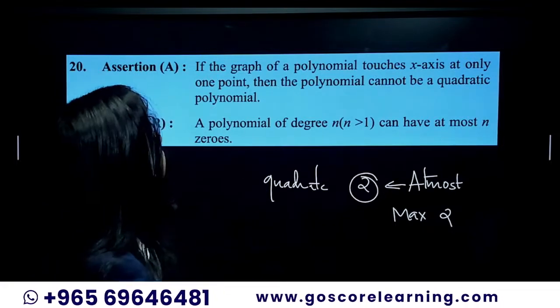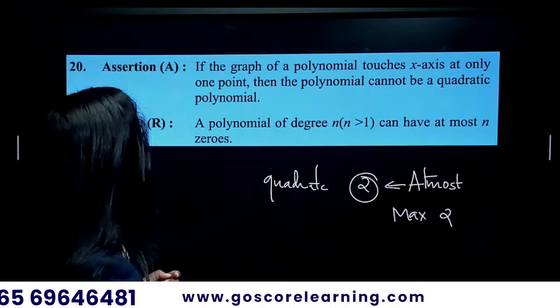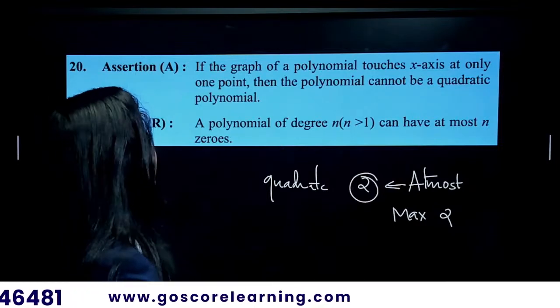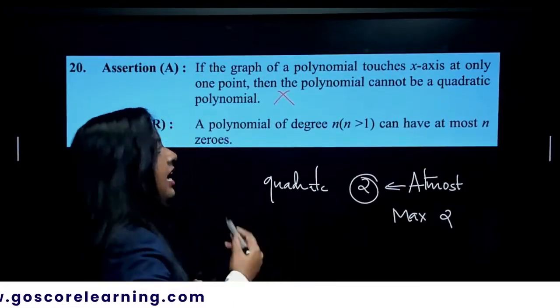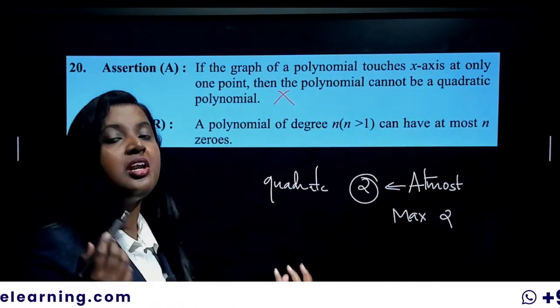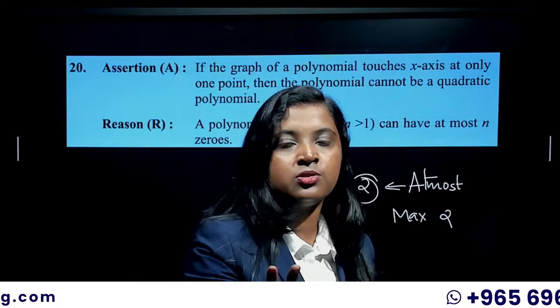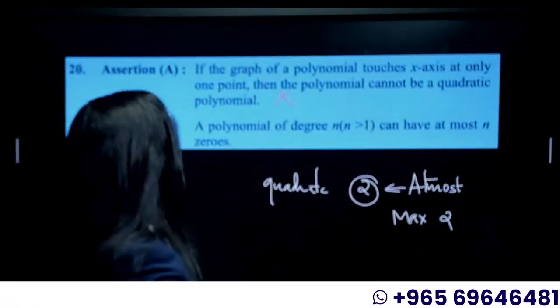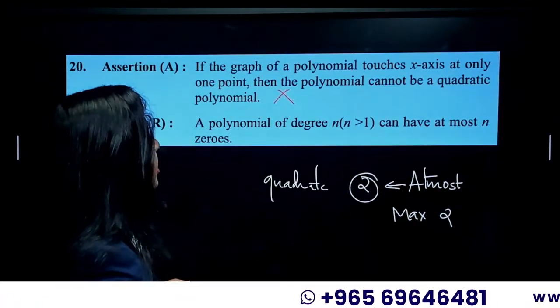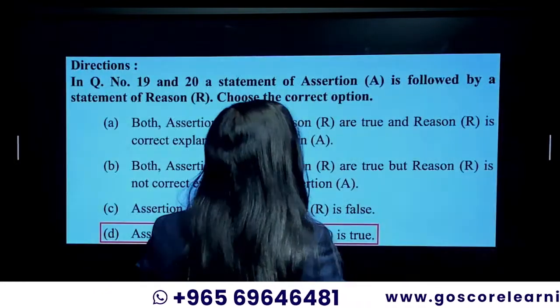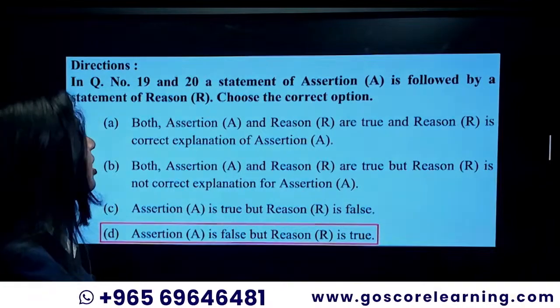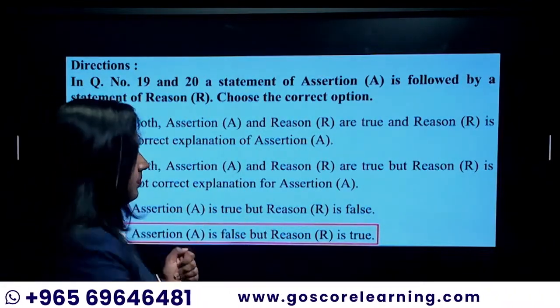So here, if the graph of a polynomial touches the x-axis at only one point, then the polynomial cannot be a quadratic polynomial. Is that true? No, it's wrong because it can be a quadratic polynomial. A quadratic polynomial has at most two zeros. And what about this? A polynomial of degree n greater than 1 can have at most n zeros. Yes, that is true. So which is the correct option? Assertion is false, but the reason is true. You got it, right?